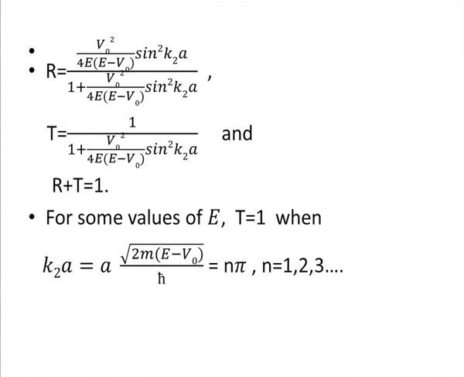Now, another thing to note here is that for some values of E, T is equal to 1 when k2a, which is a times root 2m E minus V0 by h bar, is equal to n pi, where n is equal to 1, 2, 3. Because for these values of k2a, your sine term becomes 0 and then T becomes 1.